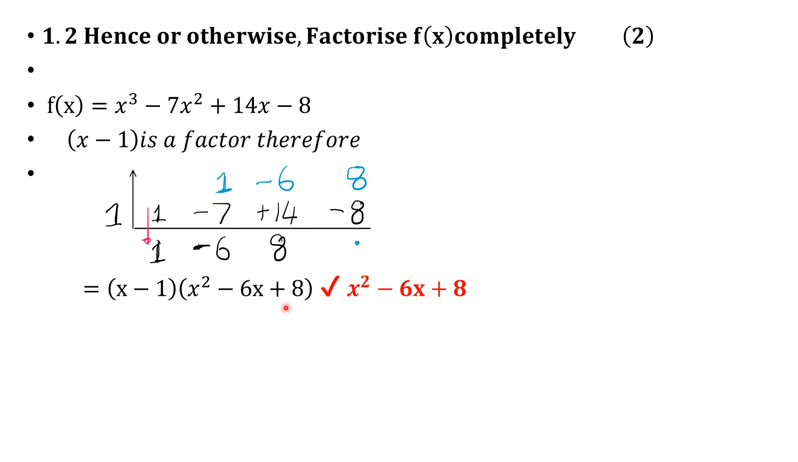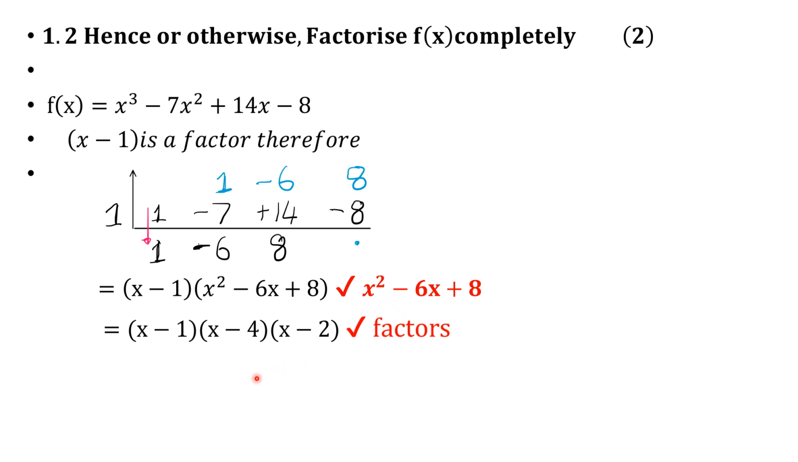Now we have to factorize the quadratic equation. So factors of 8 that add up to negative 6 would be minus 4 times negative 2 gives me positive 8, but minus 4 minus 2 should give me minus 6. So they have x minus 1, x squared is x times x. Minus 4 times negative 2 gives me positive 8. And they have minus 4x minus 2x, which then gives me minus 6x.